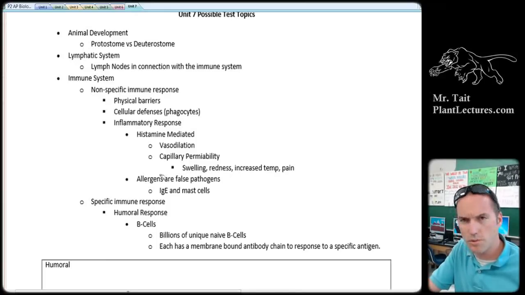We know that allergens are when your body kind of messes up. It doesn't do exactly what it's supposed to do. They're false pathogens.